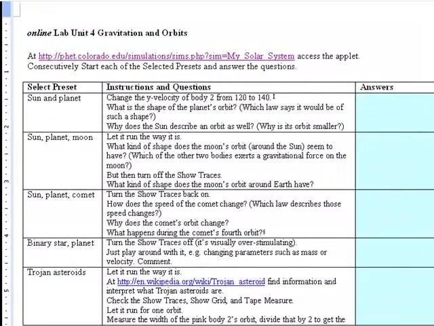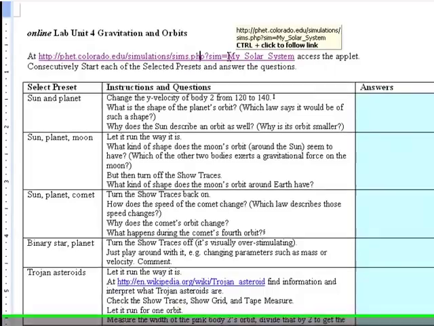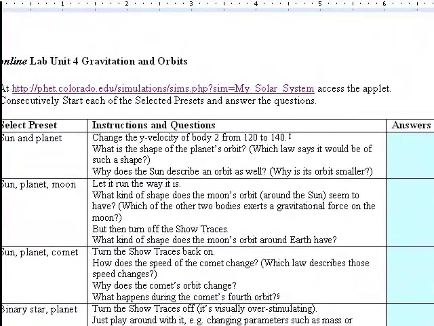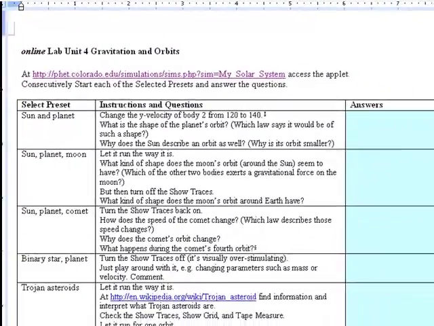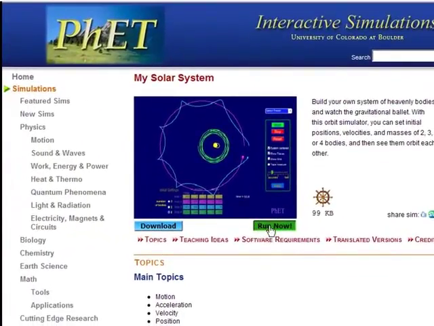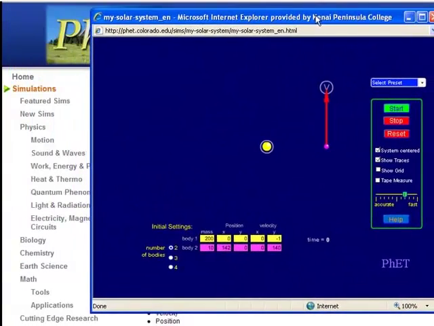This recording shows you how to work with this gravitation applet. First, go there from within the lab sheet, so I'm going to hit Control-click on there, and I'm going to get it. There, that's what it opens. Now you click on Run Now, and there's the applet.